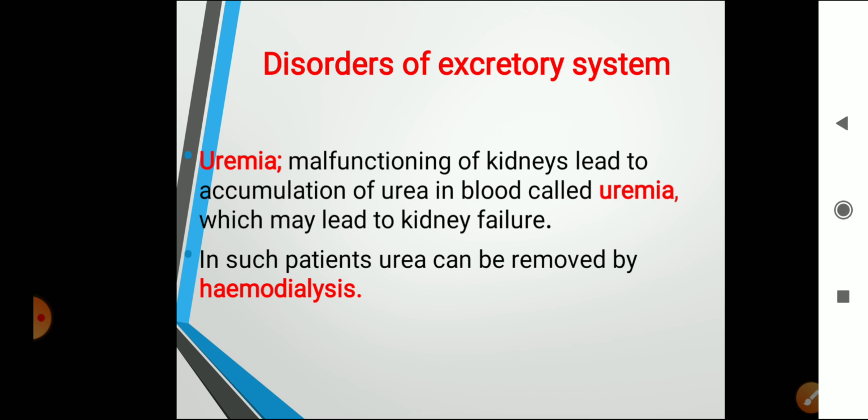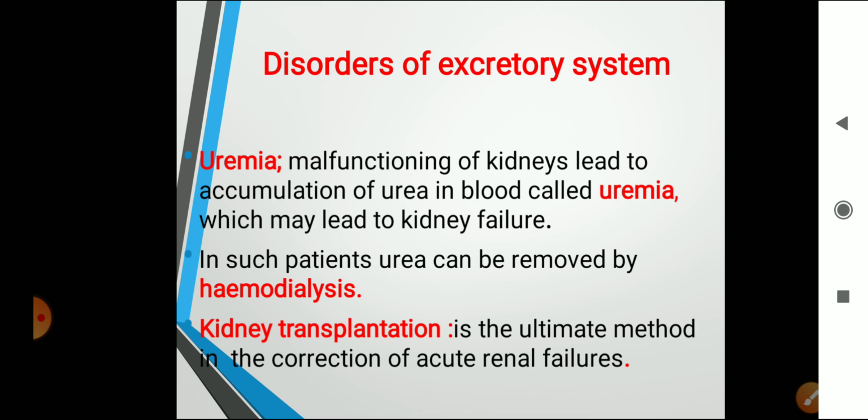So in such patients, the urea or the nitrogenous waste can be removed by the process of hemodialysis, dialysis of blood. Okay, we'll study about dialysis in the next slide. So now the disease is uremia. It is nothing but the accumulation of urea due to malfunctioning of kidneys. Then if there is acute renal failure, means if the kidneys fail to perform their function, there is no particular treatment, and the only method is kidney transplantation.